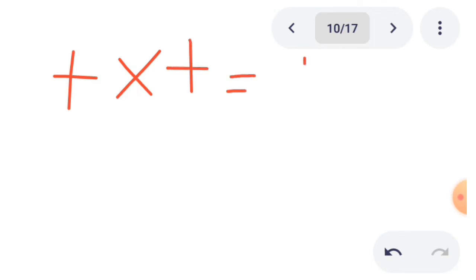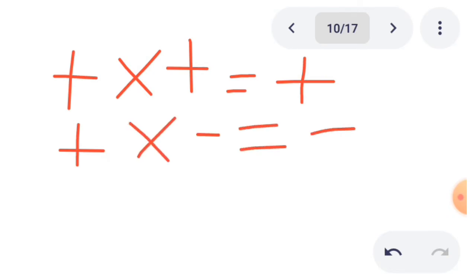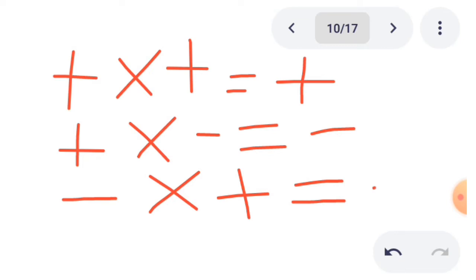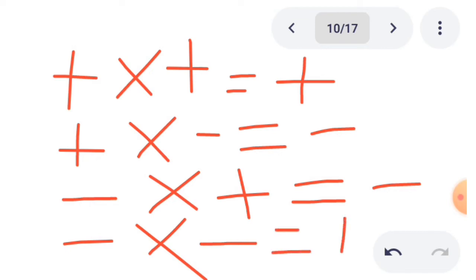So note that whenever you are dealing with directed numbers and there is a bracket, a plus times a plus will give you a plus sign. A plus times a minus will give you a minus sign, while a minus times a plus will give you a minus sign. Also, a minus times a minus will give you a plus sign. Okay, let's see some examples.